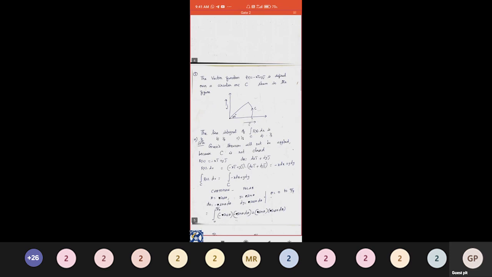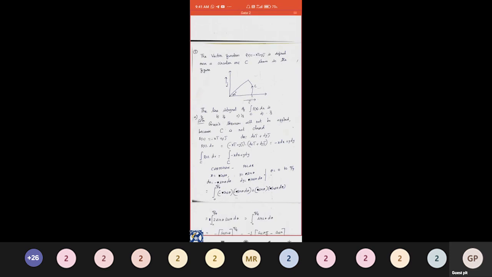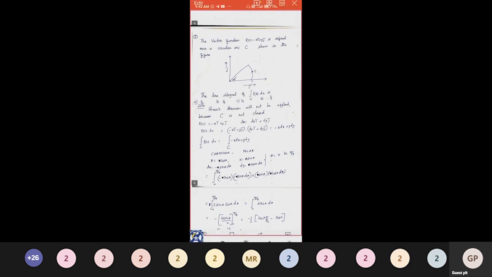Now let us move to the next equation. The next equation is taken from vector calculus. The vector function f of r is given as minus xi plus yj, defined over a closed arc shown in the figure. What is the line integral, integration over C of f of r dot dr? It is a multiple choice question. We have 4 options: 1 by 2, 1 by 4, 1 by 6, and 1 by 3.